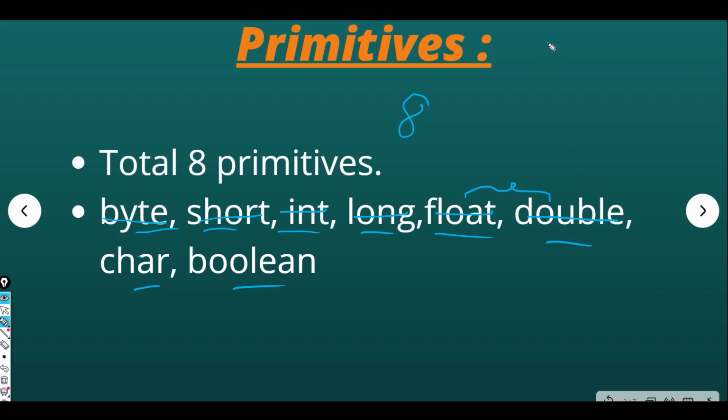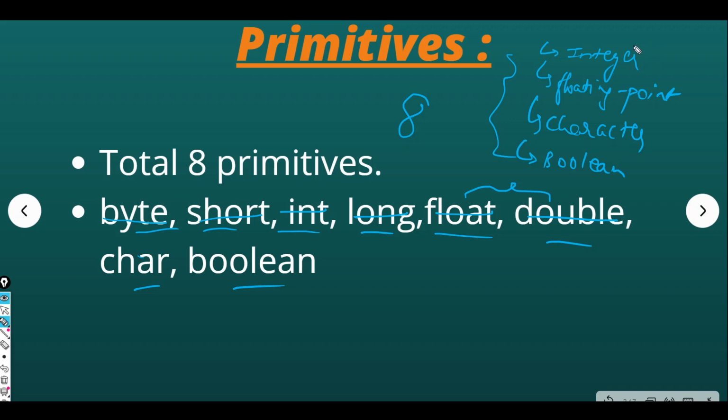As I said, I classified these into integer, then floating point, then character, and then boolean, right? So these were the four major sections. In the integer I said there are byte, short, int and long, and we completed these four in one video. In another video I covered the floating point, so they were float and double.